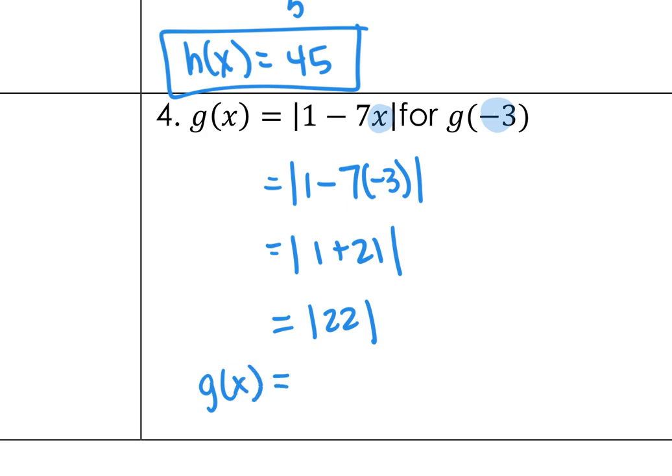Remember, absolute value means how far is it away from 0? Right? Absolute value represents a distance. Distance is always positive. The absolute value of 22 is just what? How far is 22 away from 0? 22. So g of x is equal to 22.